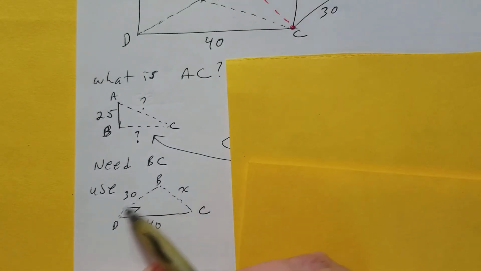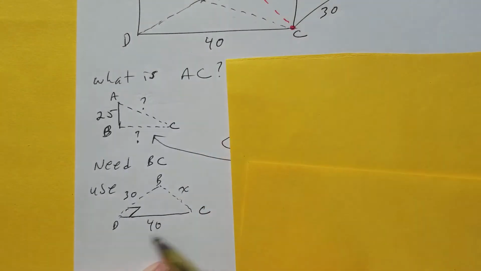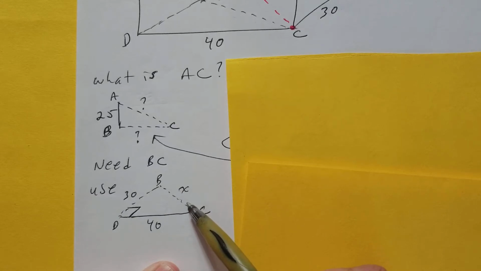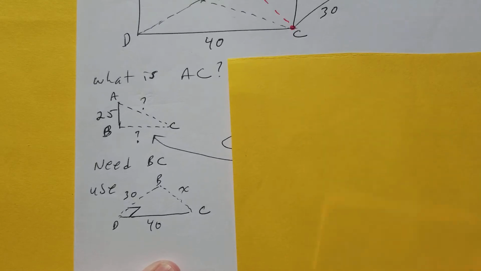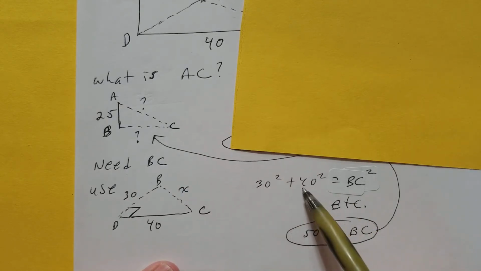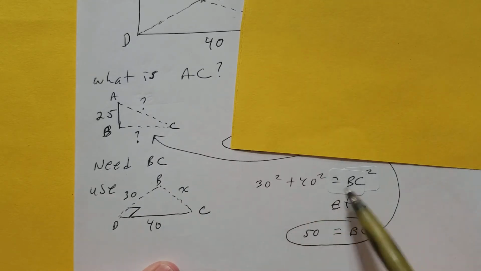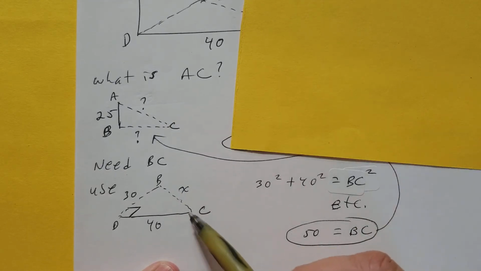So this is 30. I got this from the word problem. And this is 40. So 30, 40, and this make a right triangle. Let me find BC really quickly. 30 squared plus 40 squared is equal to x squared, and we get 50. Again, I did it really quickly, but it's just a simple right triangle. 30 squared plus 40 squared is equal to BC squared. You solve it, then you get 50. So now I know BC is 50.